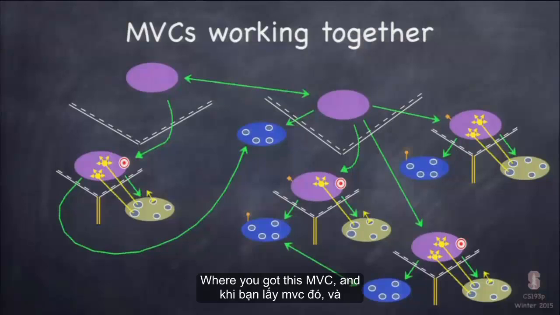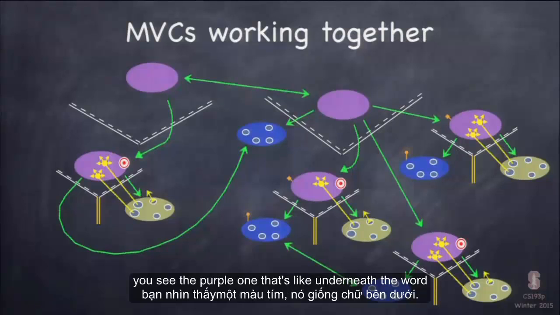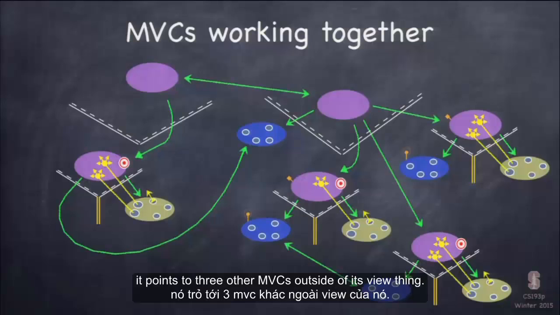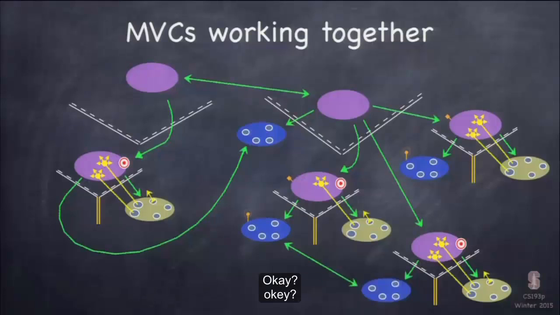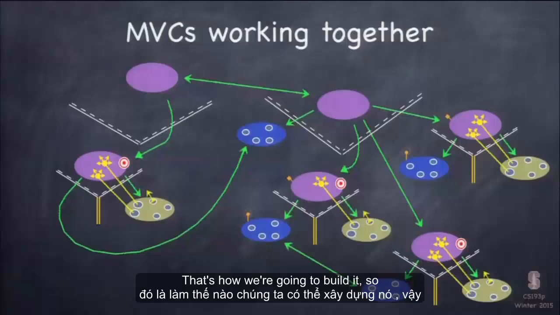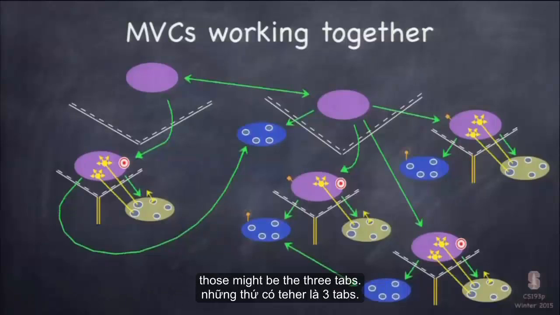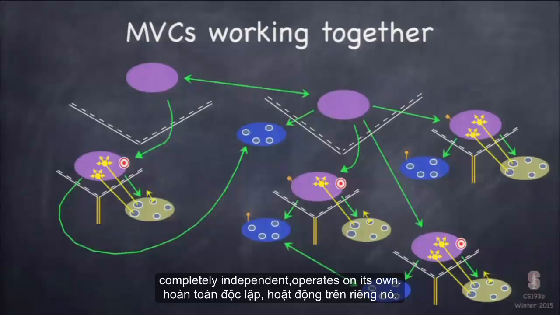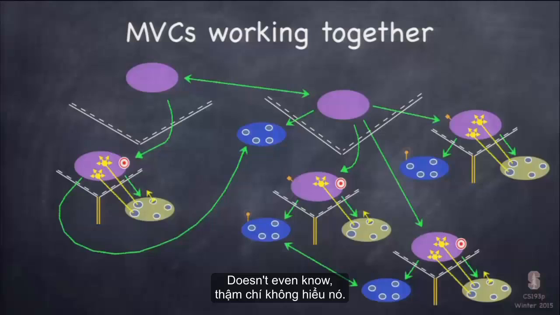Where you got this MVC, and you see the purple one that's underneath the word "together" there, and it points to 3 other MVCs outside of its view. Okay? That's how we're going to build. So that might be a tab bar controller, and those might be the 3 tabs. Okay? And each one is its own little MVC, completely independent, operates on its own.